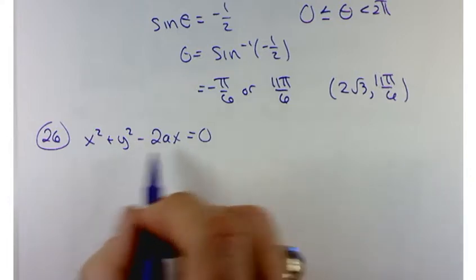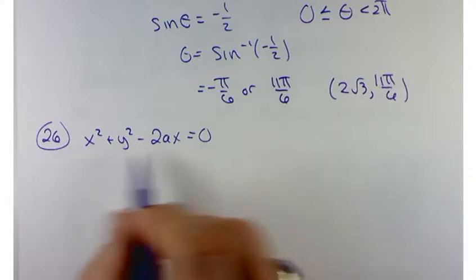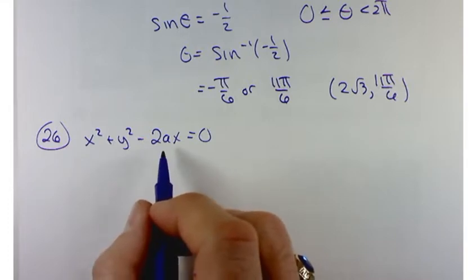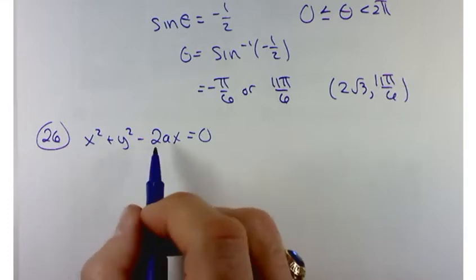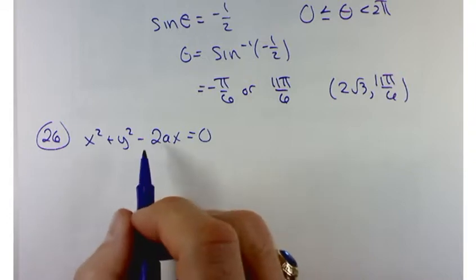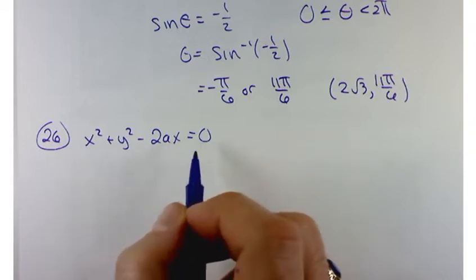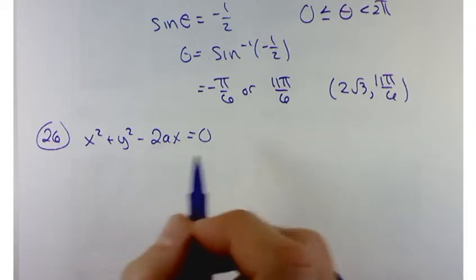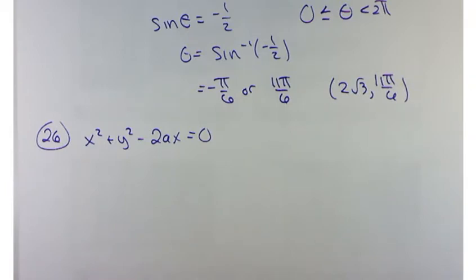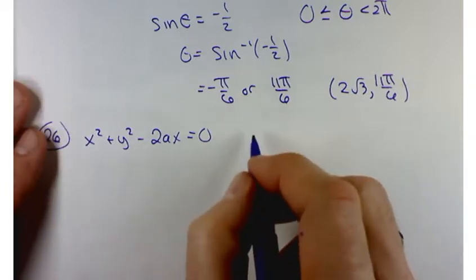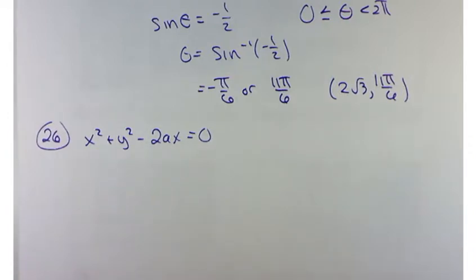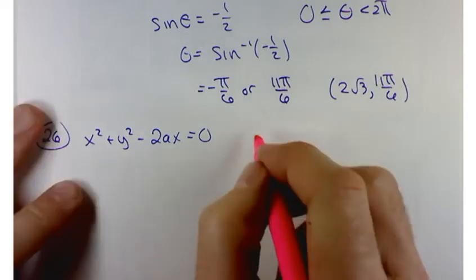I'm pretty sure that if you spent some time completing the square, what you would find is that this is a circle with a center at (a, 0) on the x-axis and a radius of a. I'm going to skip through that a little bit and just go to converting this to an equation in polar coordinates. Let's remind ourselves of a couple things here that are helpful.